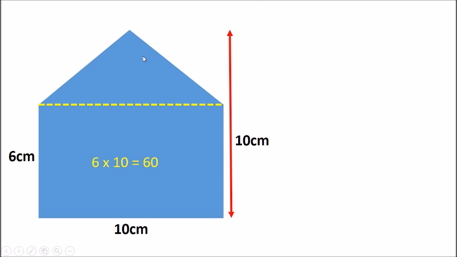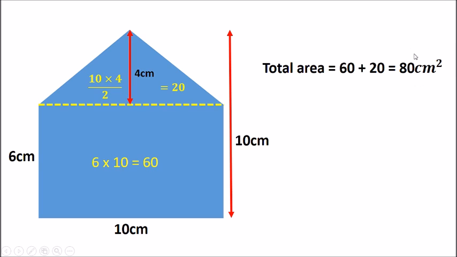Now I just need the area of that triangle on top. To calculate the area of a triangle, I take the base, multiply it by the height, and half it. Well, I know that if my whole height of my entire shape is 10, and the height of this shorter length is 6, the height of the triangle must be 4, because 6 plus 4 makes 10. So I am taking my base, which is 10, multiplying it by the height, which is 4, and halving it. That gives me 20 centimeters squared. So the total area of my shape is 60 plus 20, and that will give me 80 centimeters squared. So that is the area of the shape. So I'm using my compound method of splitting up into more familiar shapes.